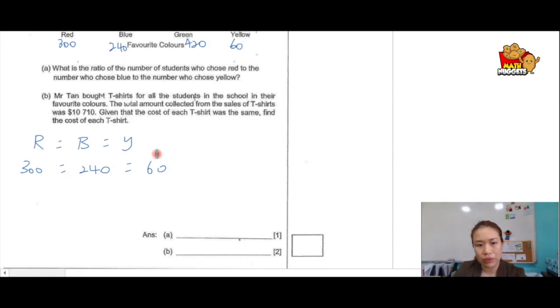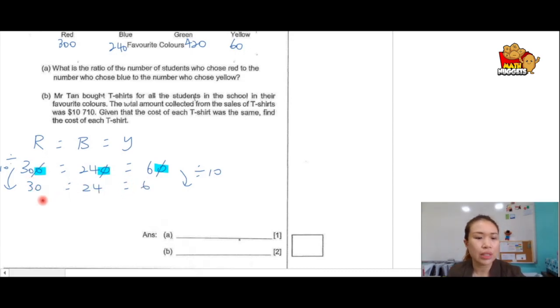First thing you notice about the ratio now, you have to simplify, right? So if all of them end with 0, it means you can actually divide by 10. Divide all by 10 means you can strike out all the zeros. So you're left with 30 is to 24 is to 6. They can all be divided by 6. And this is your ratio for part A. 5 is to 4 is to 1.